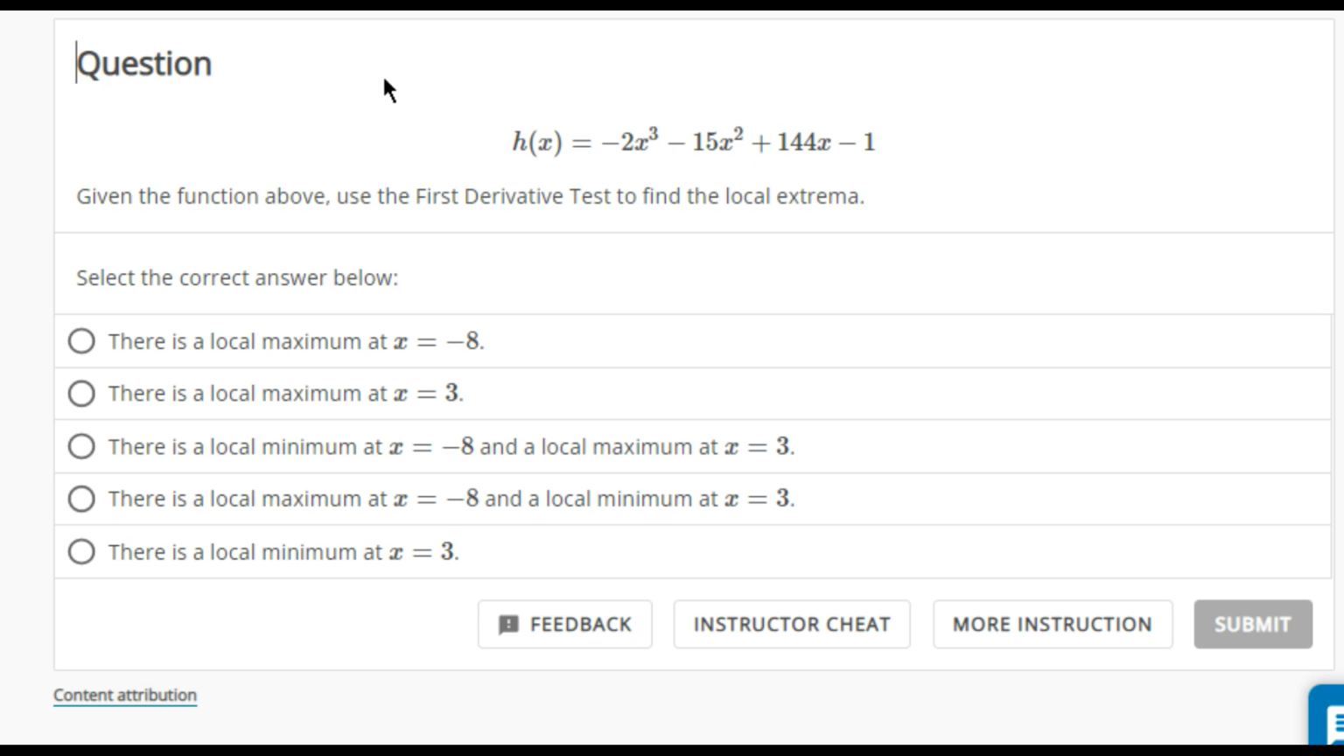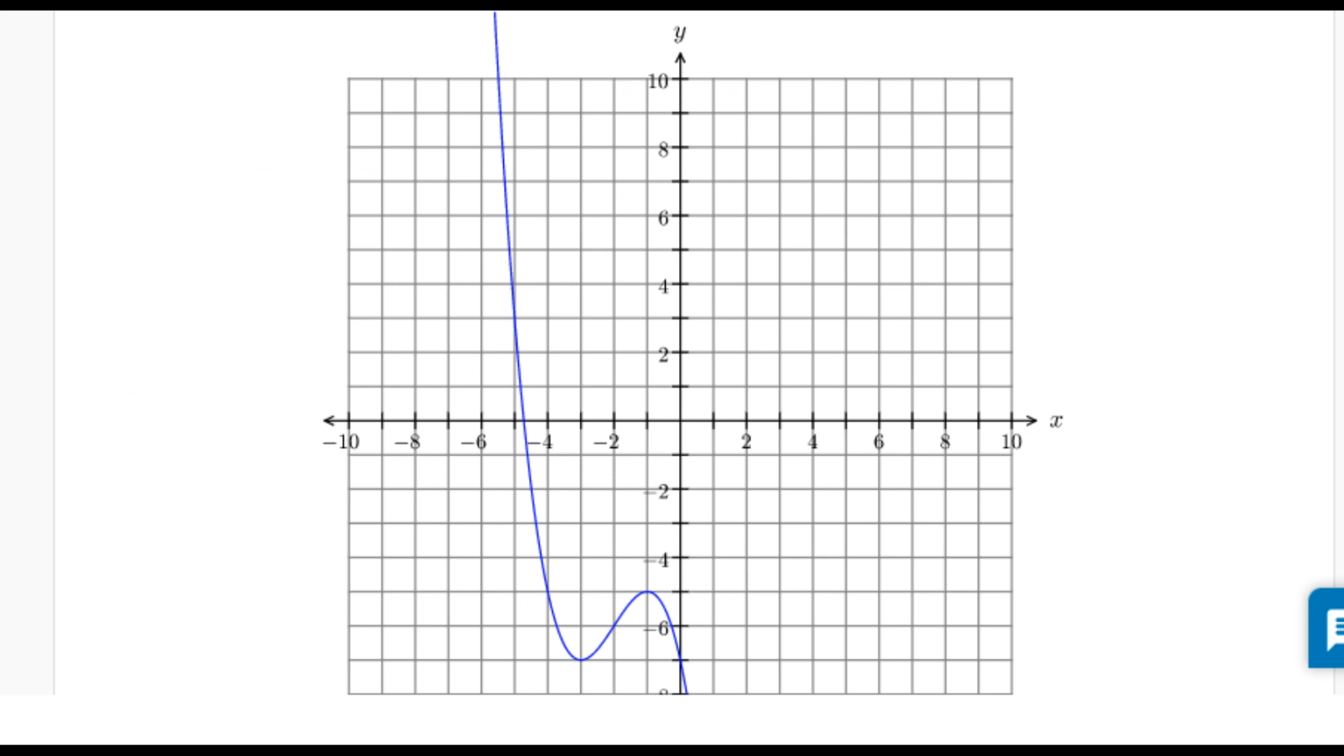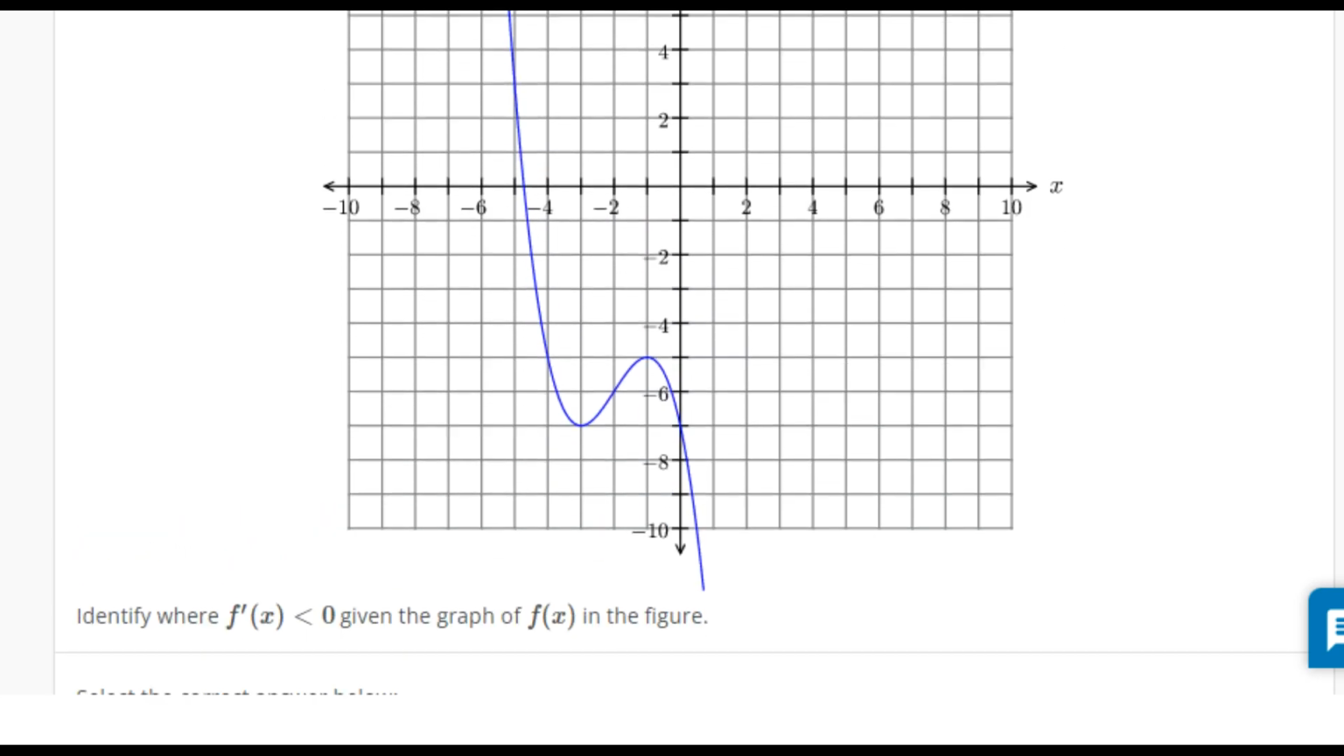Okay, so there was a minimum at minus 8 and a maximum at 3. All right, now we've got another graph. Identify where the derivative is negative given the graph of f in the figure. Well, that's no problem. Here we would just be looking for where the function is decreasing.